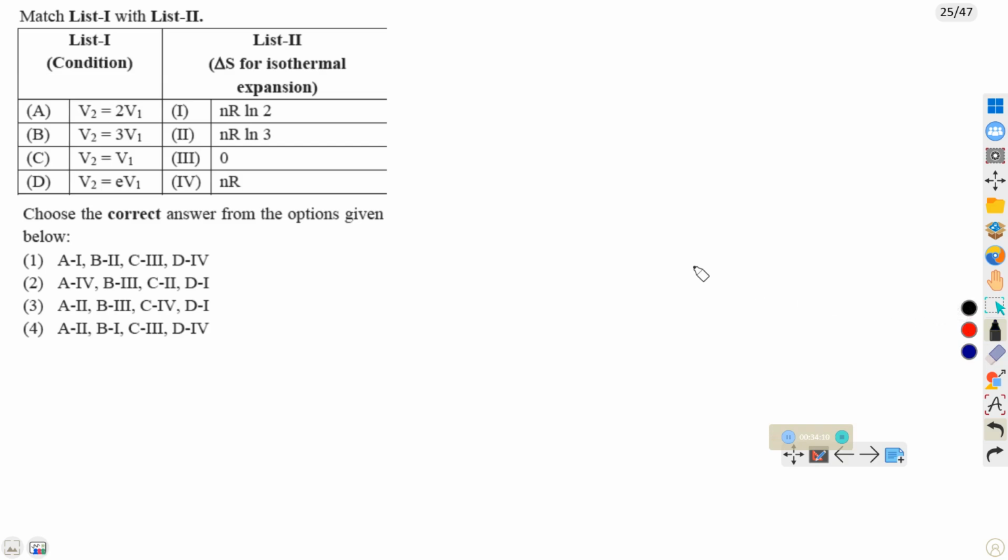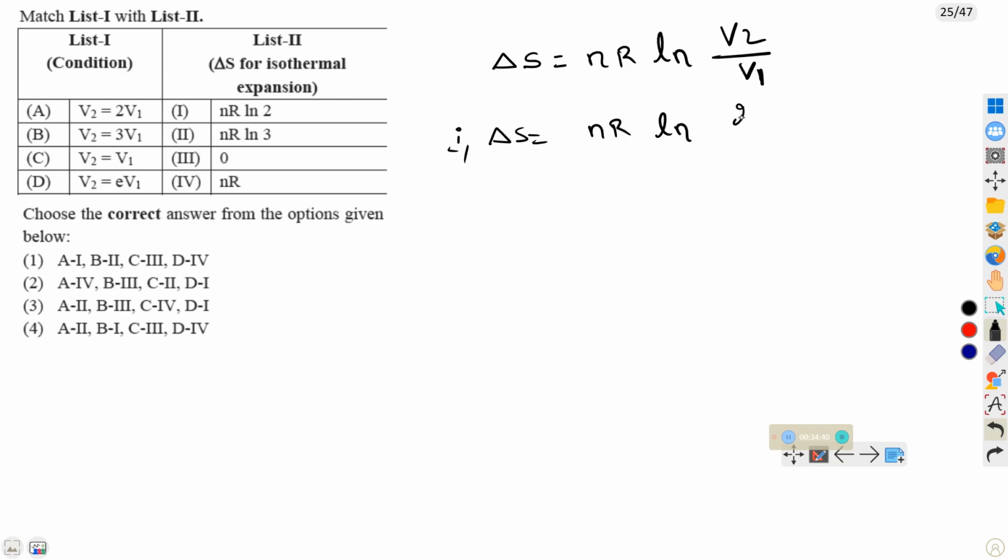Match the following. Delta S for isothermal expansion. How to calculate delta S? Delta S is equal to nR ln V2 by V1. Take the first condition. V2 is equal to 2V1. That means delta S is equal to nR ln 2V1 by V1, that is nR ln 2. A1, only one option is there, the first option.